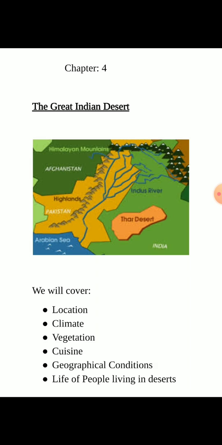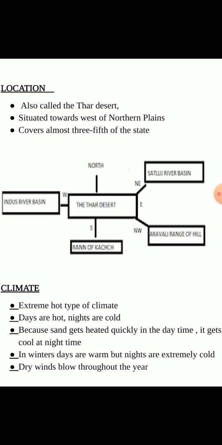desert. As on the screen, you can clearly see the orange portion is the Thar Desert. It is situated to the west of the northern plains and in the state of Rajasthan. It is also called the Thar Desert. It covers almost three-fifths of the state.